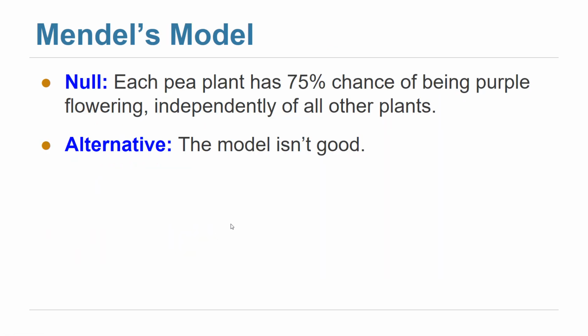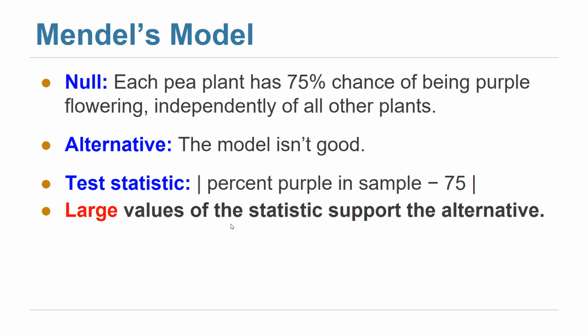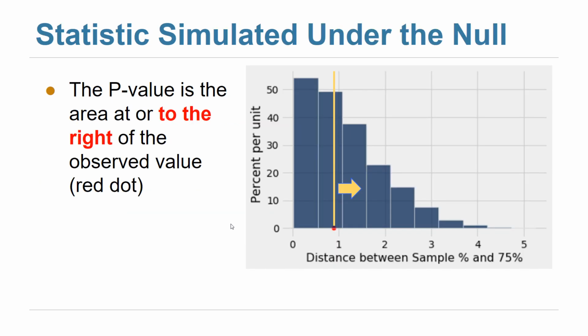In Mendel's model, the null hypothesis was that we have 75% of being purple. The alternative was that this model is not good. The statistic was the distance between the purple percentage in the sample and 75%, which means that large values of that statistic will support the alternative, because we will be very far from 75. So if we look at the distribution, large values means to the right. So whenever we have an observed value of the statistic, the p-value will be the area to the right.